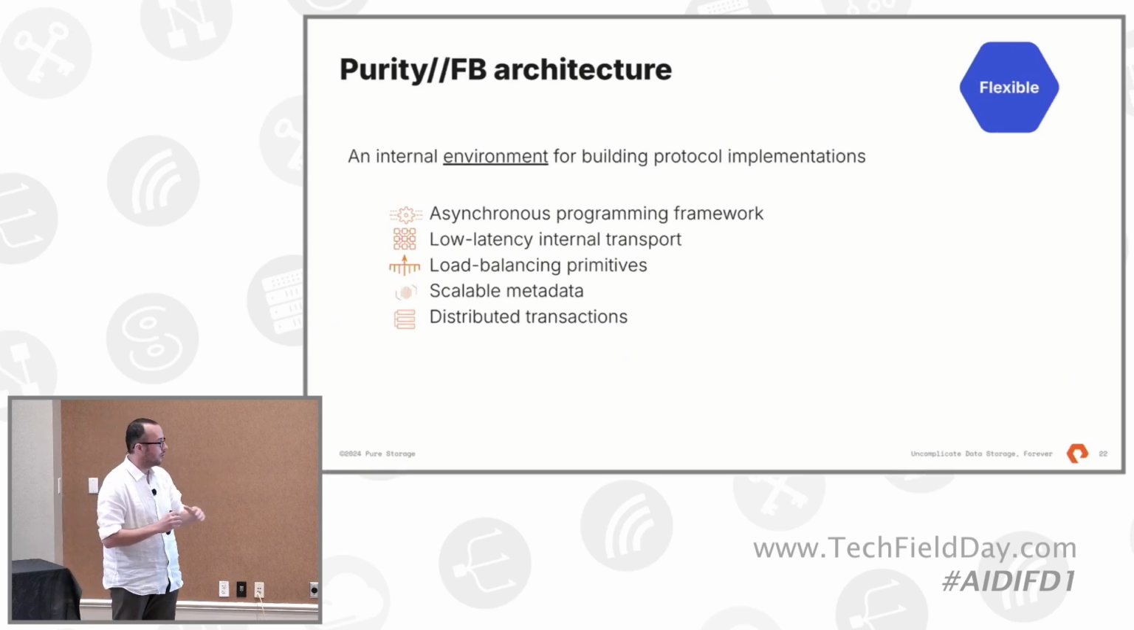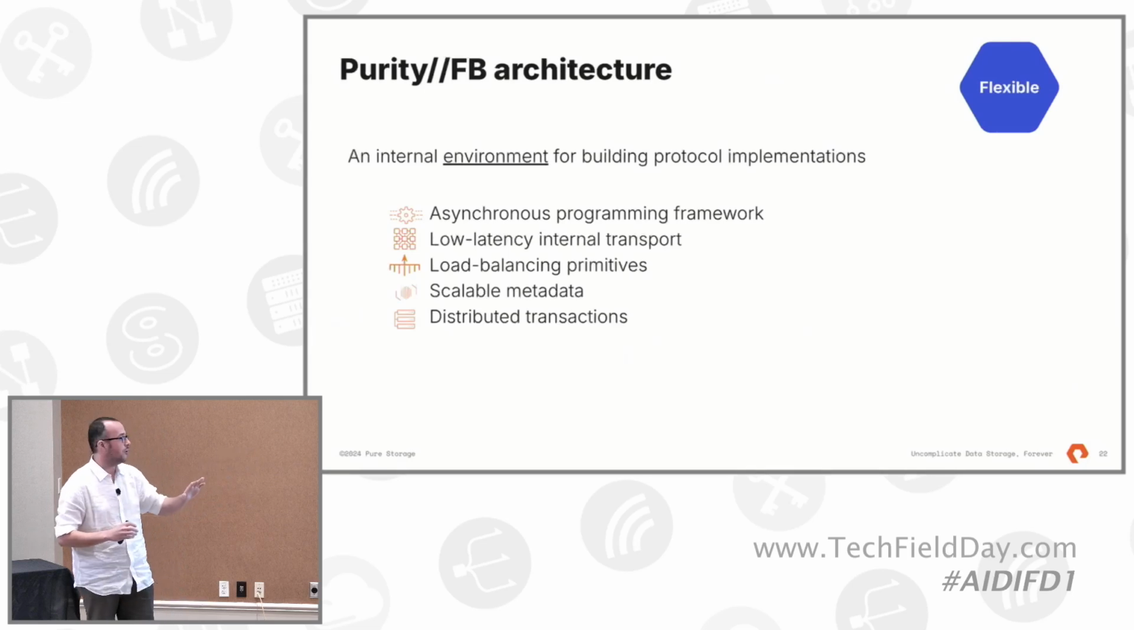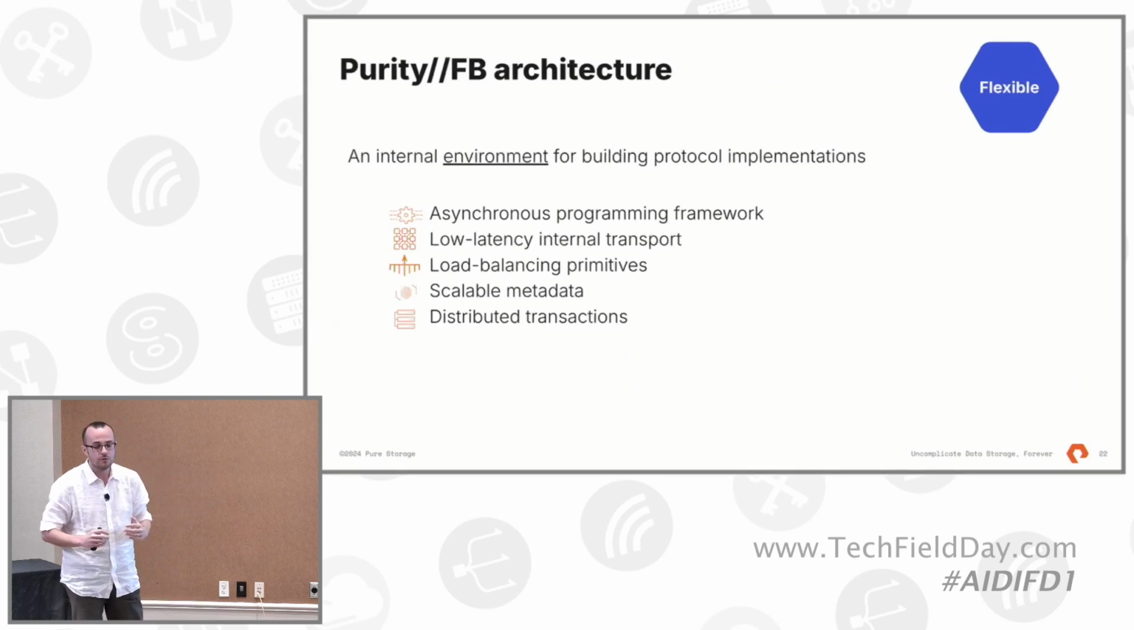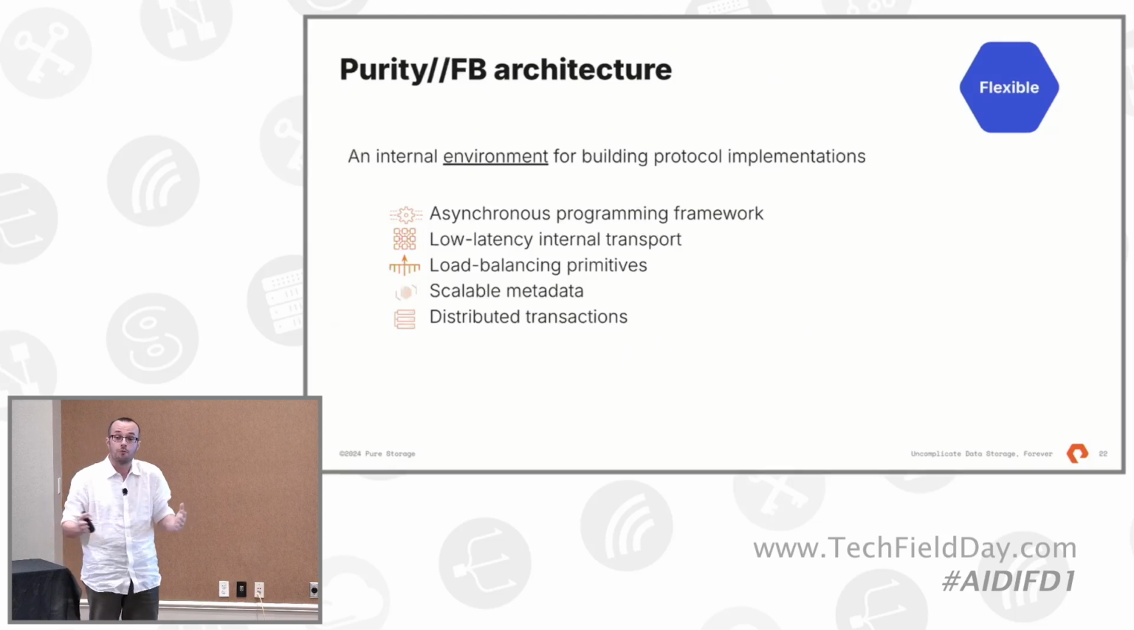I'll just call these out quickly. I could hold forth for a long time, so I'll just do it briefly. So there is an asynchronous programming framework to extract the most out of CPUs. This is a distributed system, so things have to talk to one another. There's a low latency internal transport that runs over Ethernet. This is a heavily optimized subsystem. We use techniques like zero copy. We do bypass of the operating system kernel. We talk directly to the network interfaces on the blades to get the most out of it.